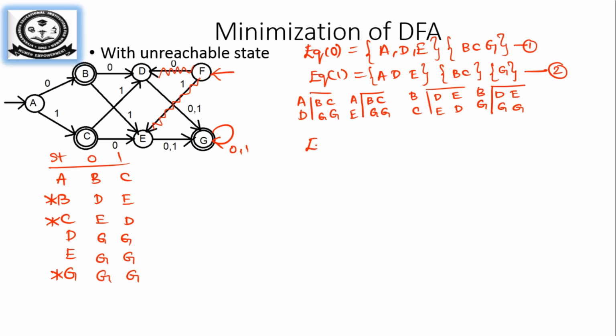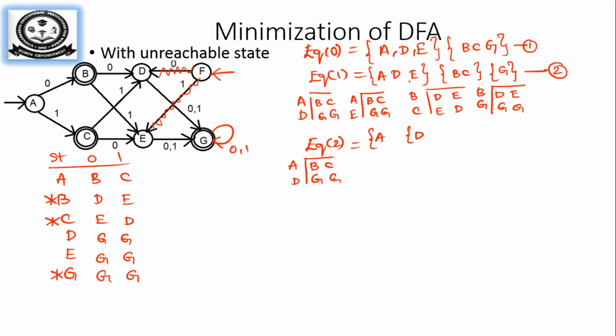Now we will find equivalence 2, because there is a change in 0 and 1. So we have to continue until there is no change. We will take the same set ADE now. I will take AD first. Now it is BC and GG. If you see, B and G are in separate sets and C and G are in separate sets. So you can't have A and D together. You will have A and D separately.